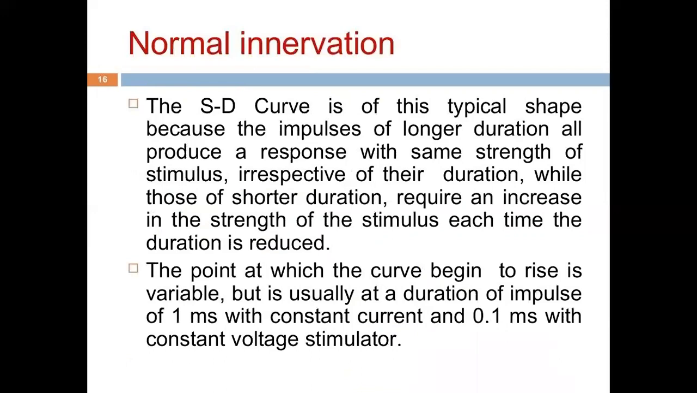In normal innervation, the SD curve is of this typical shape because the impulses of longer duration all produce a response with the same strength of stimulus, irrespective of their duration, while those of shorter duration require an increase in the strength of the stimulus each time the duration is reduced. The point at which the curve begins to rise is variable, but is usually at a duration of impulse of 1 ms with constant current and 0.1 ms with constant voltage stimulator.